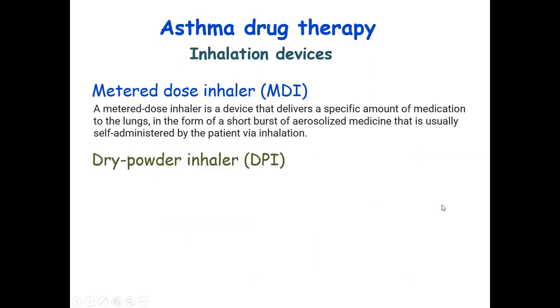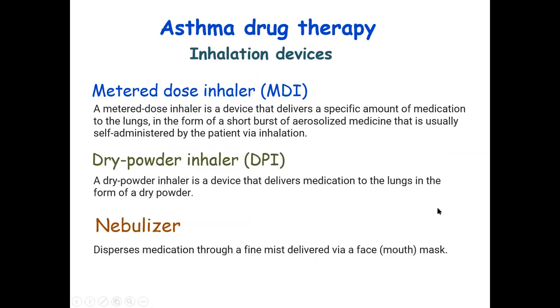So what are the devices? We've got 3 primary devices. A metered dose inhaler. This is the most common. It's been around the longest. By metered dose, that just means that it's predictable. They've invented a little aerosolized chamber, and it has a set number of actuations. Most of them, it's 200 puffs. So whenever you get an inhaler, it'll have 200 puffs in that inhaler.